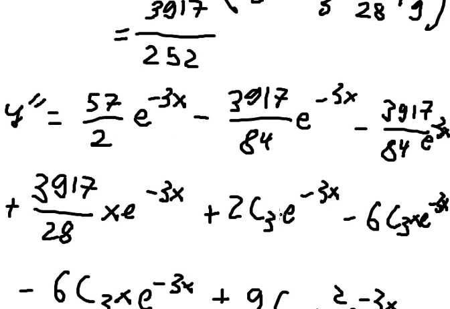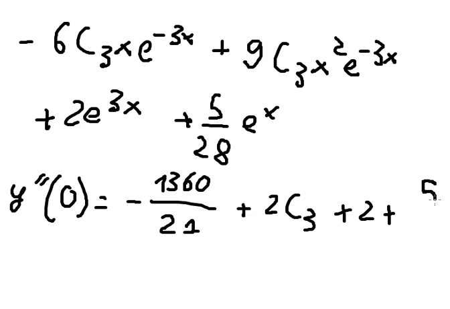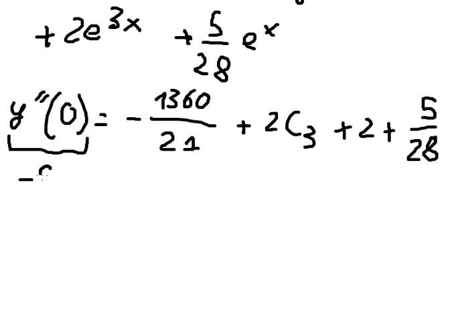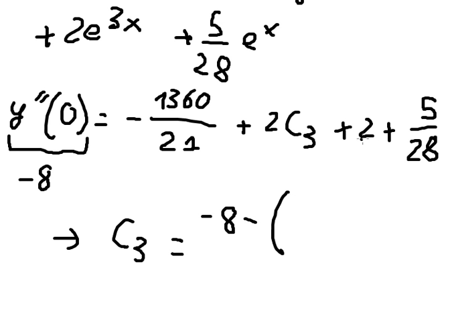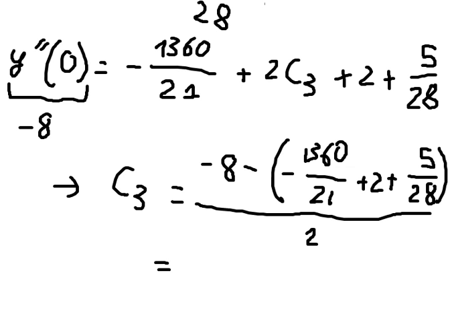This one we have 1, so we have C3. This one you get 0, 0, 0. This one we have 2 and 5 over 28. This number in here we get negative 8. So we can find C3. That is negative 8 minus 2 numbers in here, 3 numbers in here. And then we divide both sides by 2. So we have C3, that is 655 over 24.